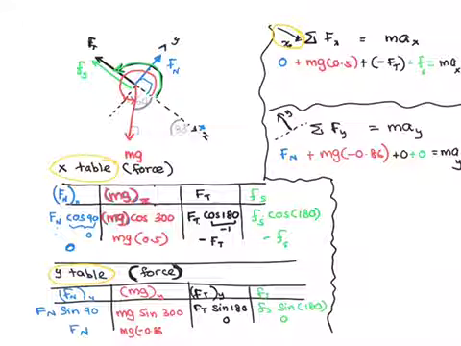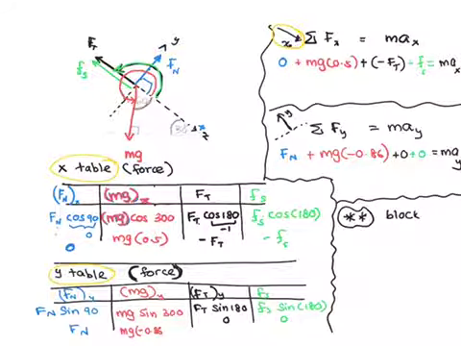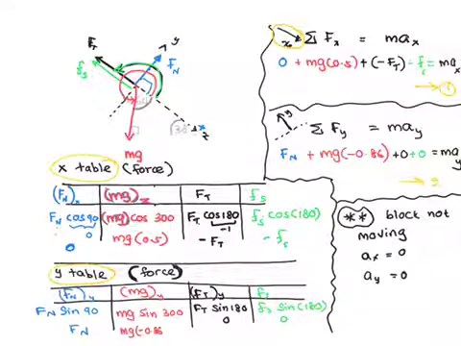Unless otherwise stated, you don't take ax and ay to be 0. In this case, you saw that the block is attached to a string and the block is not moving. As a result, ax and ay both are zeros. If that is not the case, you cannot take ax and ay to be 0 in equations 1 and 2. You have to find the ax and ay components.